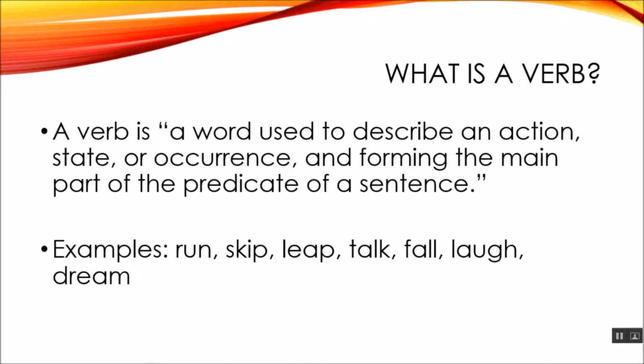First, what is a verb? A verb is a word used to describe an action, state, or occurrence and forming the main part of the predicate of a sentence. Here are a few examples of what a verb is. Right off the top of your mind, you could probably think of 10 others.